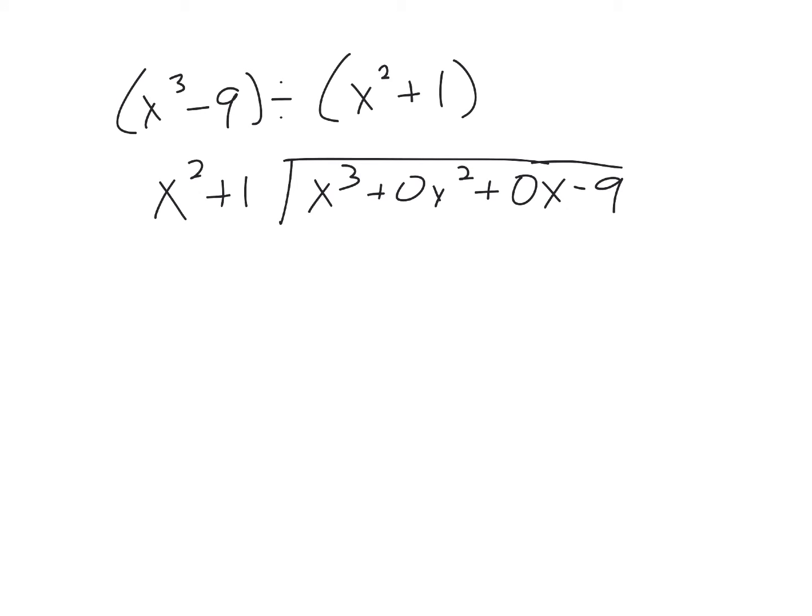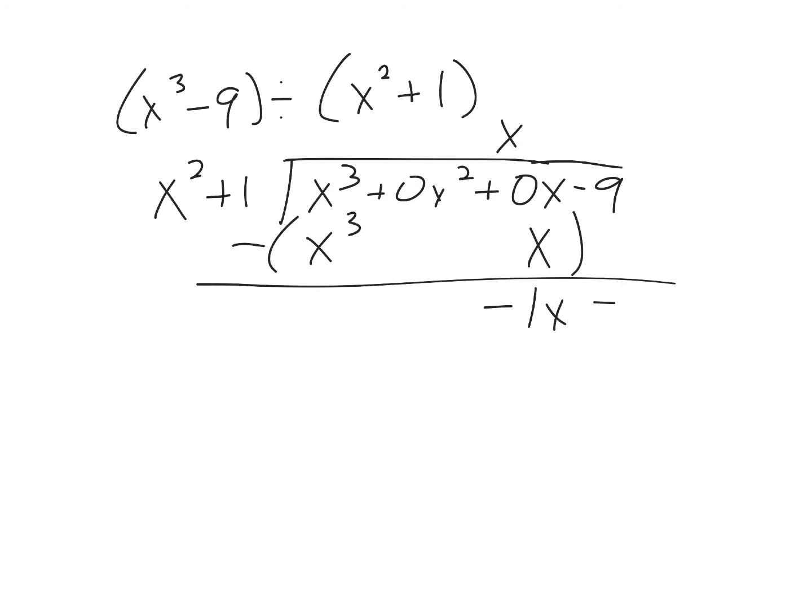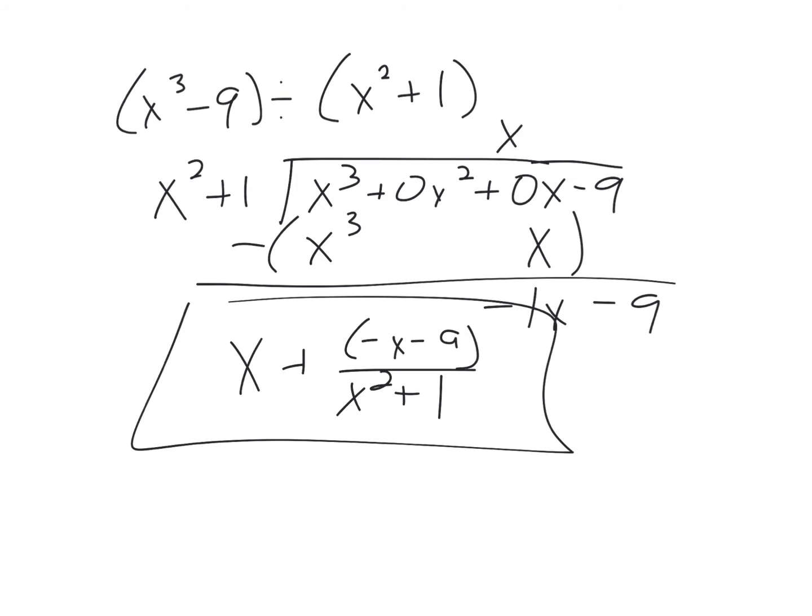So what times x squared gets you x cubed? It's x. Multiply it out. x cubed. x times 1 is x. I'll put it under the x to help us out. Subtract: 0 minus 1 is negative 1. Negative 1x minus 9. And we can't do anything more. Oh boy. So your solution is going to be x plus negative x minus 9 over x squared plus 1. There we go. That's our solution and how we should write it.